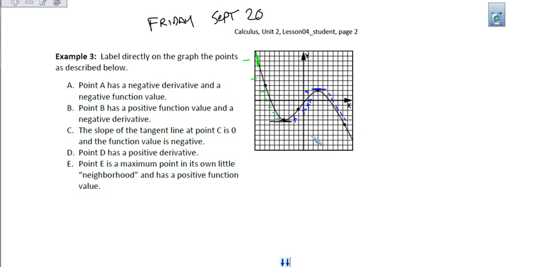Okay. So it's generally a good idea to identify those points, and here they want us to label directly on the graph the points described below. So the first point needs to have a negative derivative and a negative function value. So where is the derivative negative? It's negative here, but the function value at this point is positive. So we need to go over here and label this one A.